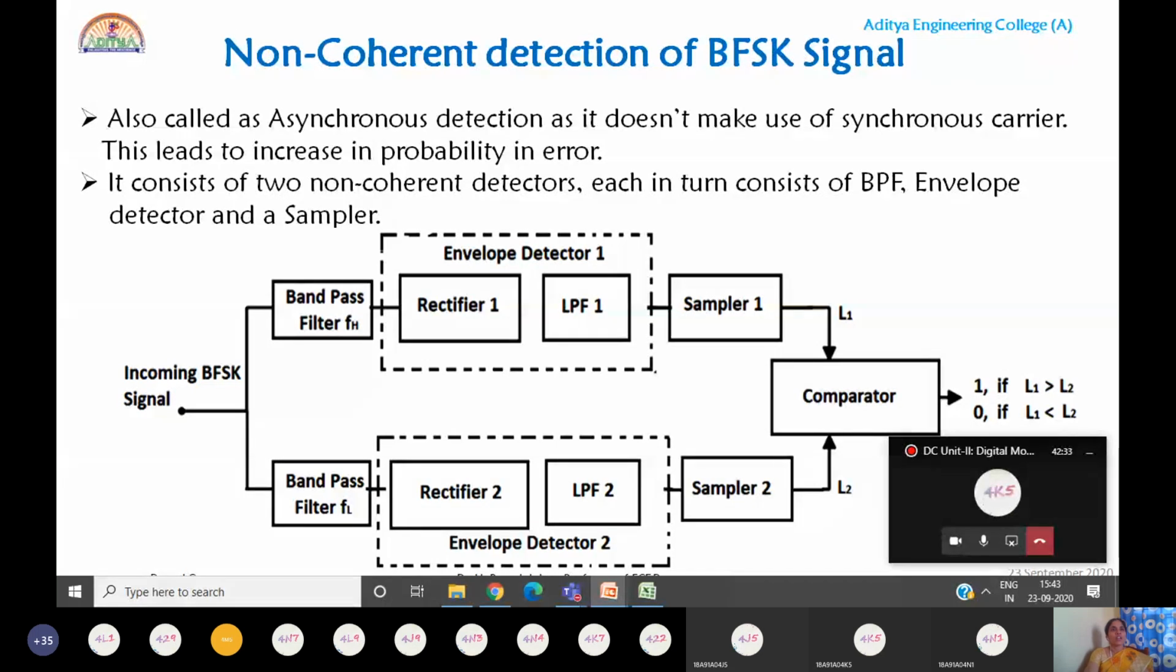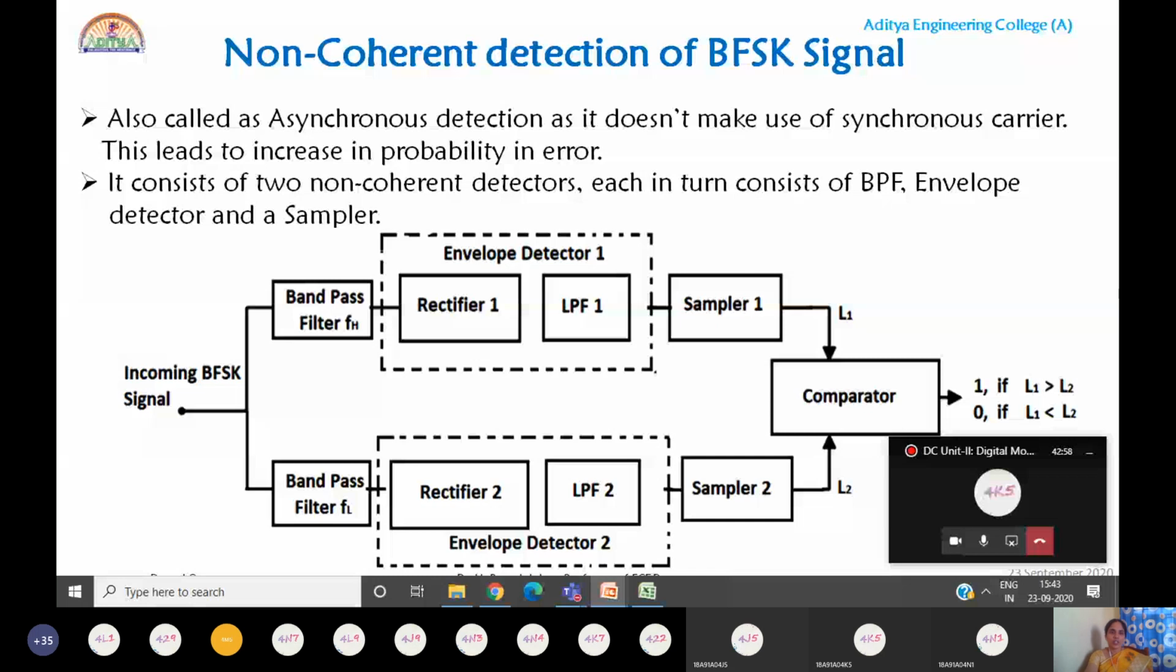Okay. Now, because you are not using a synchronous carrier, it will increase the probability of error. So even though the circuit is simple, the probability of error is more in this kind of non-coherent detection. For laboratory applications, you can use this kind of non-coherent detection technique. This is enough.